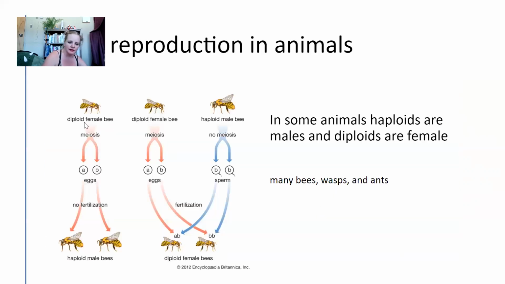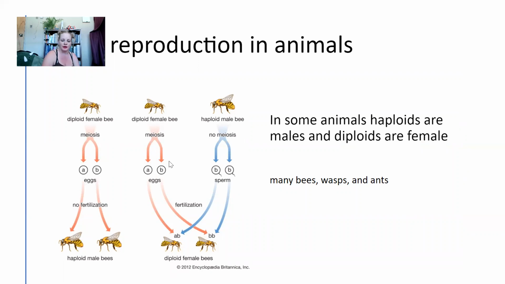So this is how we come up with male bees. We have our female, whose cells undergo meiosis in her body. We get some eggs that will do mitosis and develop into multicellular male individuals. If we have our diploid female bee and our haploid male bee, there's no meiosis that occurs, right? They just produce sperm. That's a gamete.